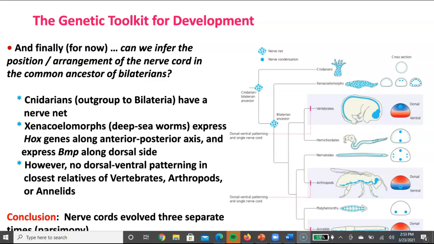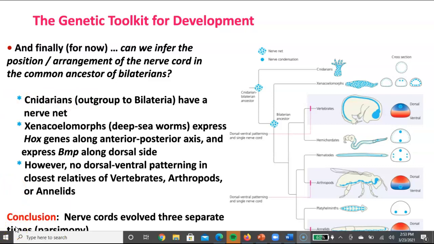And then finally in the annelids, it's the same deal. The outgroup to the annelids, well, we would have mollusks, and we'd have here shown in this diagram platyhelminthes, which again, annelids have a ventral patterning of the nervous system, so they evolved that independently. So our conclusion then, through this comparative approach, is that nerve cords evolved three separate times. That's the most parsimonious explanation.